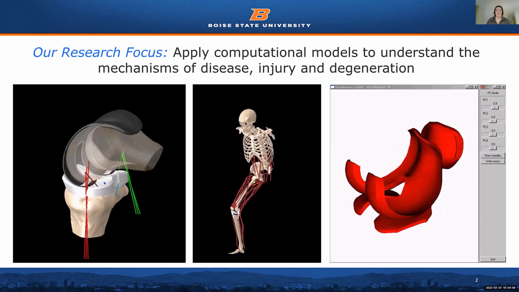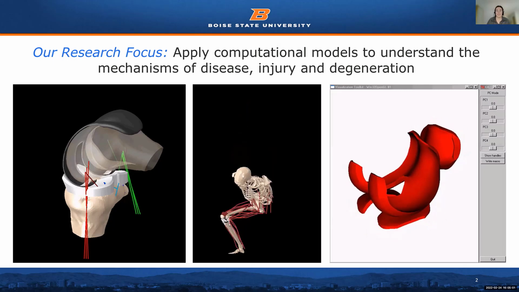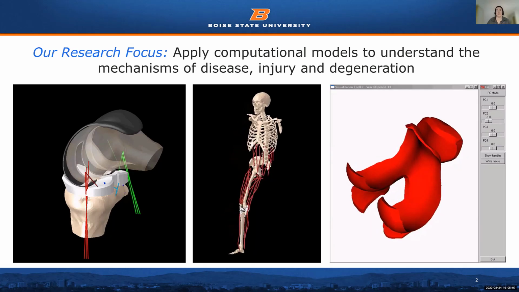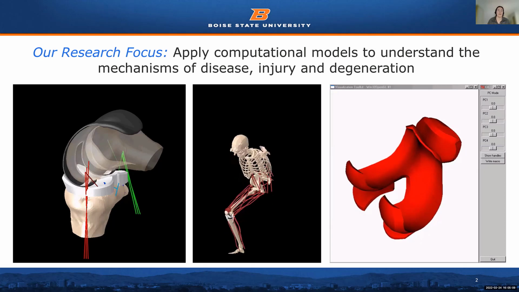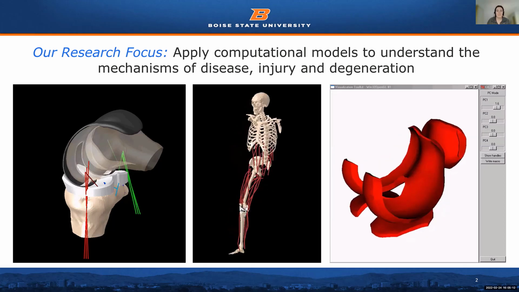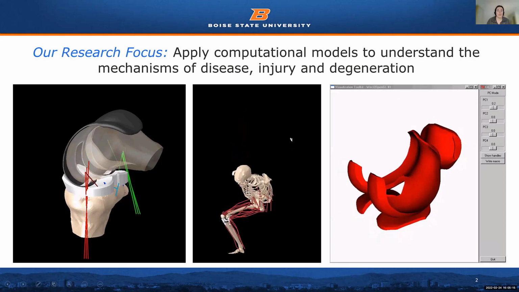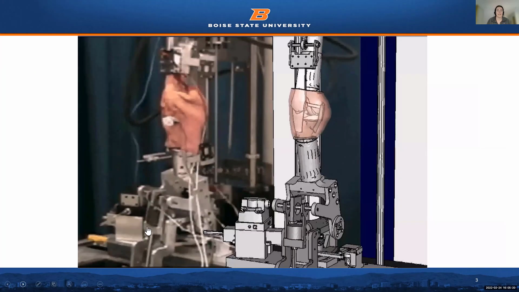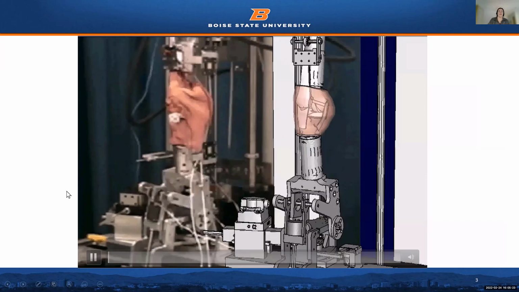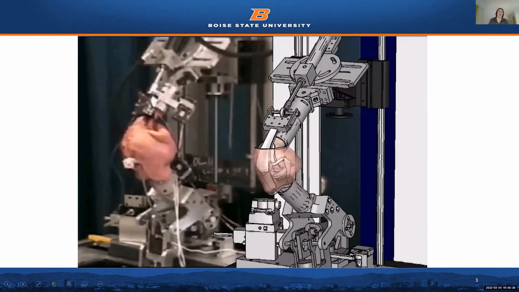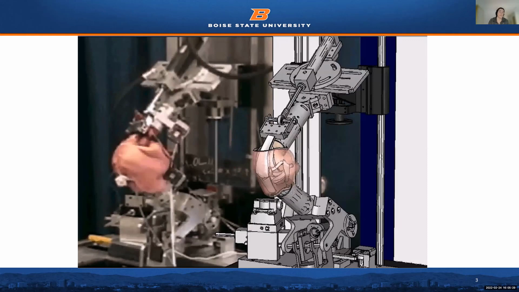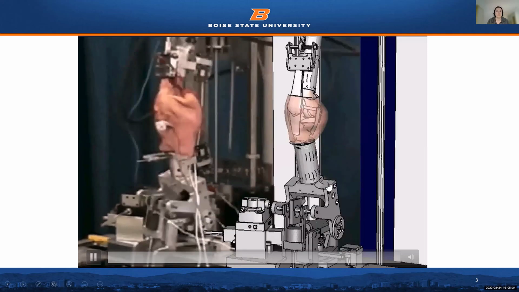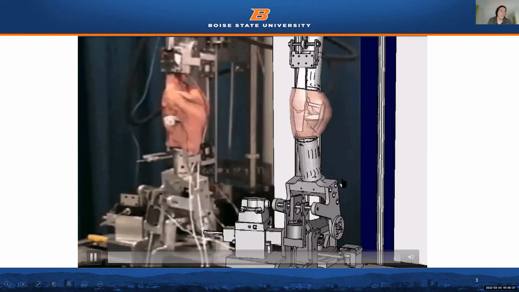So we look at the spectrum from an individual subject-specific model, where we're analyzing what happened to this particular individual, all the way up to populations, where we're looking at what happens across a population. As I said, they can range from the simpler models over on the left, all the way up to more complex models here. This is an example of a computational simulation of a cadaver knee simulator. Over on the left is the physical experimental knee simulator, and over on the right is the computational representation that we have built of it.